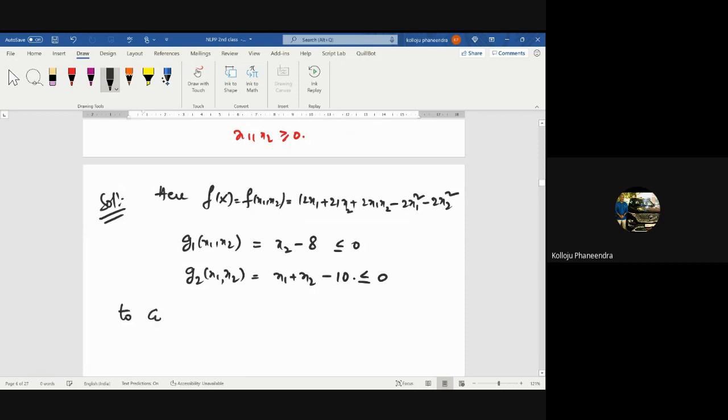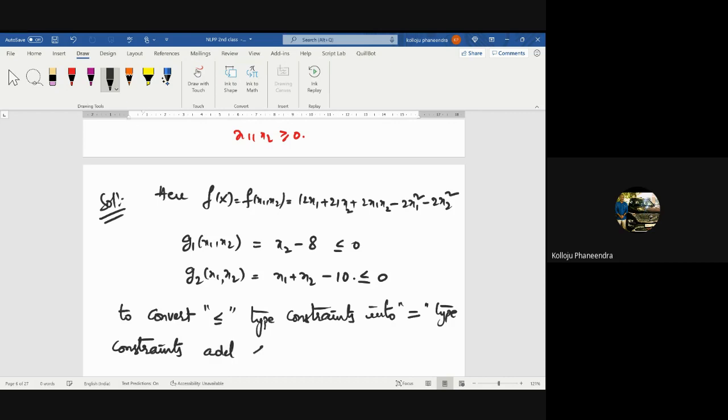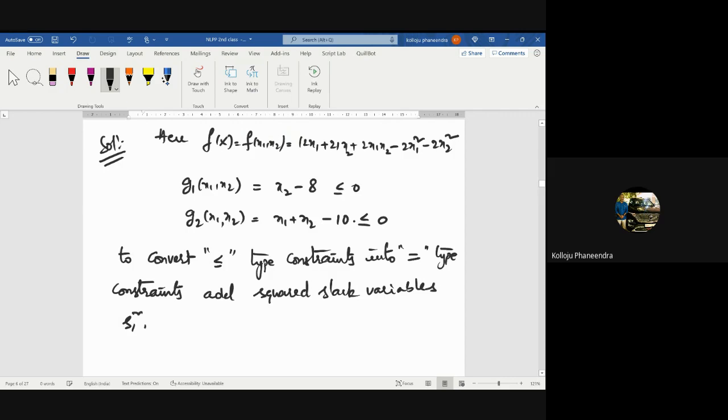Next, to convert less than or equal to type constraints into equality type constraints, add squared slack variables. Since there are 2 constraints, I have to add s1 square and s2 square in the constraints.